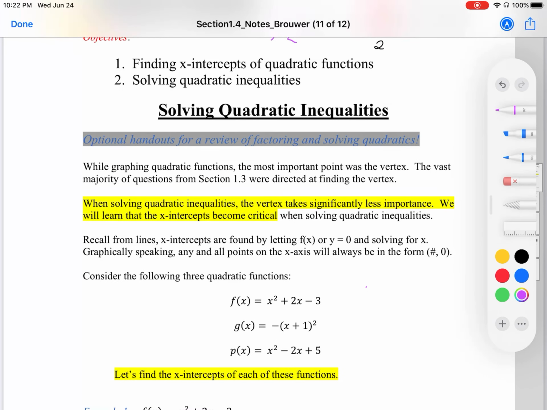Now let's go ahead and begin with this section, solving quadratic inequalities. There are optional handouts for this review of factoring and solving quadratics. You can also see some review videos in your course. It's under Module 0. It just has some review material for you.